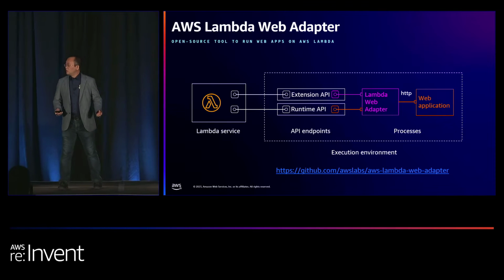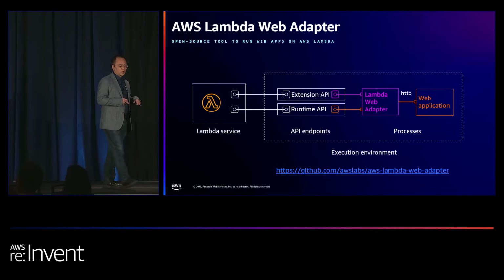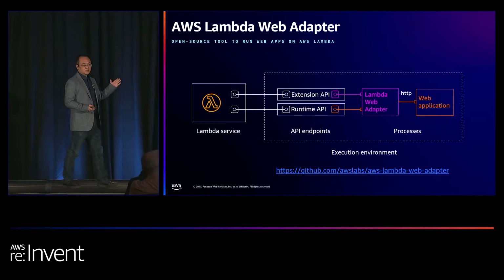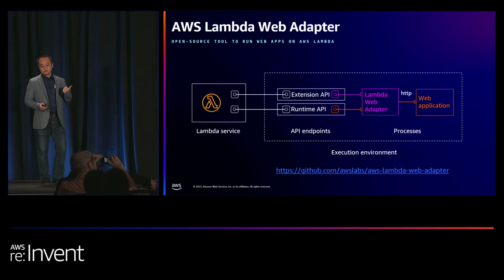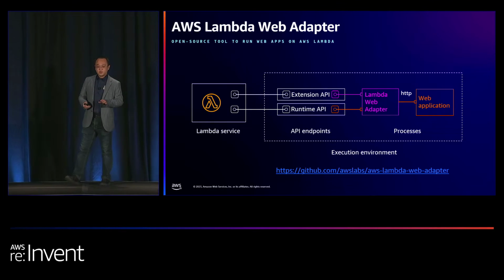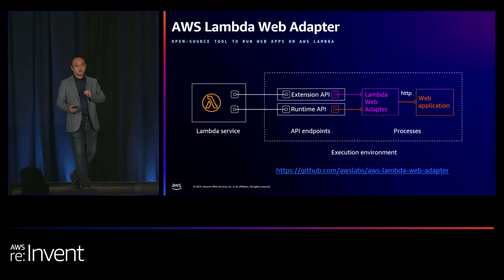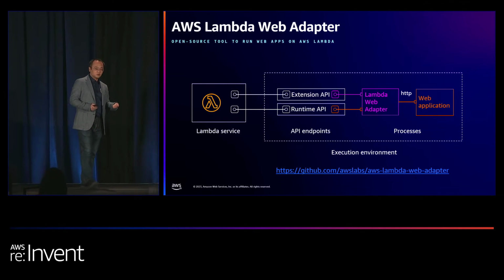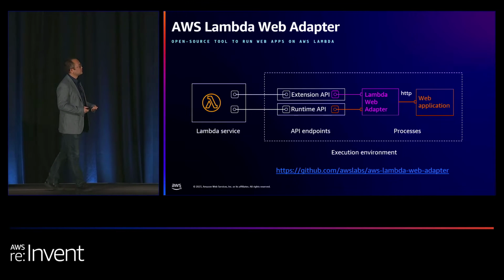Let's look deeper at how this works. This is one of Lambda's execution environments. Inside it, on the left, there are Lambda's API endpoints, like runtime API endpoints and extension API endpoints. Web Adapter sits between Lambda's API endpoints and your web application. Lambda Web Adapter is a Lambda extension, and also a custom runtime.